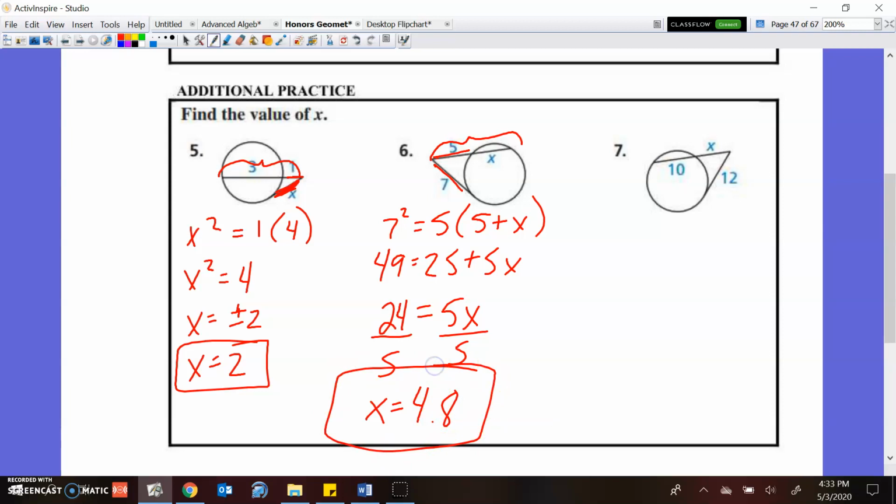Okay, and you can always sub it back in and check and see if they equal. So does 5 plus 4.8, obviously 9.8, does that equal, if I multiply that by 5, does that equal 7 times 7? And it does.